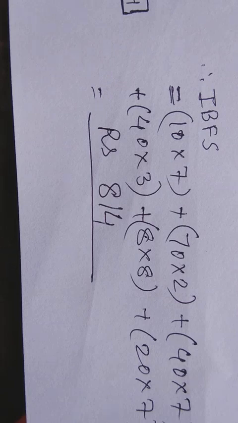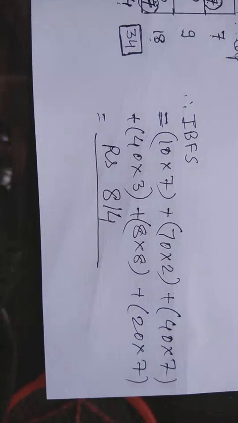So today we have seen the northwest corner method and the least cost entry method, how to find the initial basic feasible solutions. With this, we conclude today's class. Thank you all.